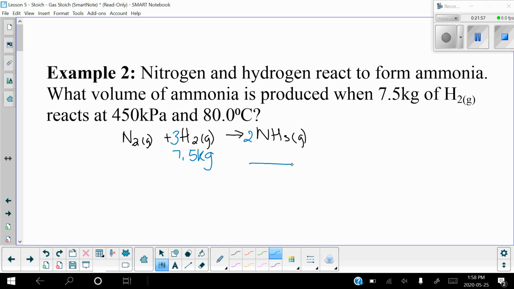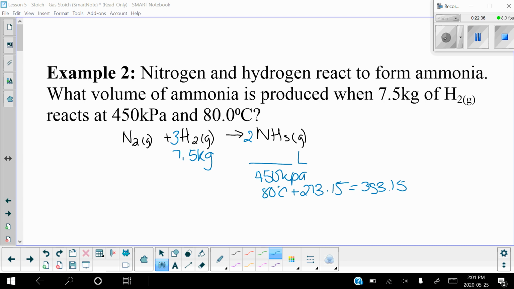what volume of ammonium is created. So what volume? We're looking for liters. And then they've given us non-standard temperature and pressure. So we have to find Vm. So they've given me 450 kilopascals and 80 degrees Celsius, which I'm gonna convert into, sorry, into 350 point.